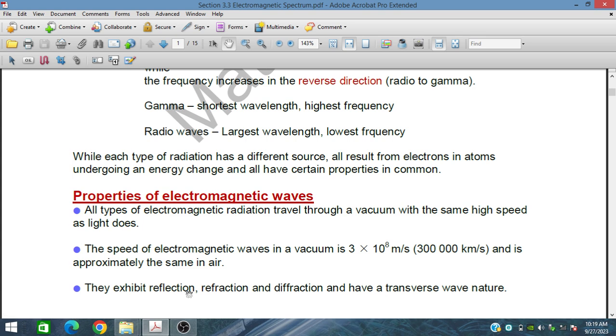They exhibit reflection, like light. Electromagnetic waves exhibit reflection, refraction and diffraction, and have a transverse wave nature.